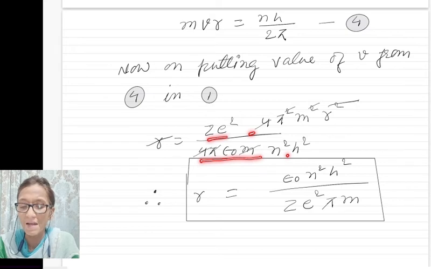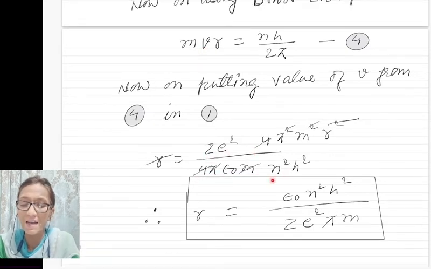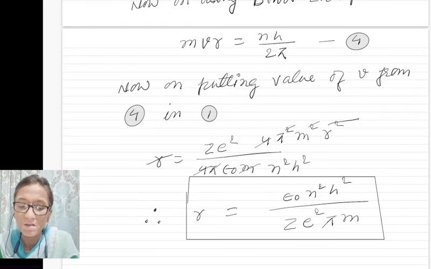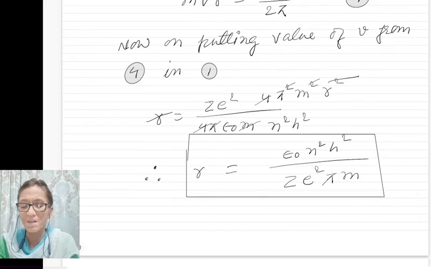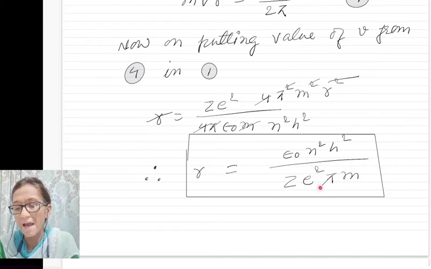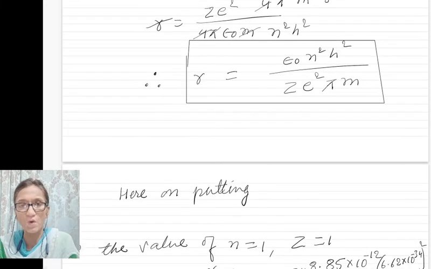Z square by 4 pi epsilon naught m and V square. V square here is n square h square, and 4 pi square will go in the numerator, m square, and then you are putting the value of V, so it will be m square r square. And here the value of r is obtained in terms of epsilon naught n h Ze pi m, and this is equal to epsilon naught n square h square divided by Ze square pi m.